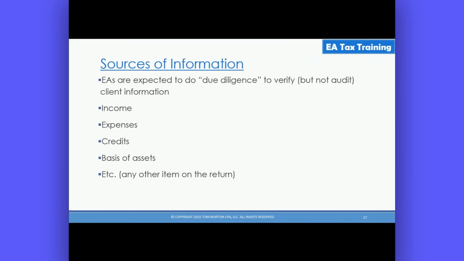So if they are telling you that they've got a certain deduction and it makes sense, it seems reasonable based on that particular client's life circumstances, the amount of their income, et cetera, and so forth, then there's no reason for you to question that or to make them prove it or anything like that. What you would be looking for is something that just doesn't pass what we call the smell test, something that just doesn't seem quite right.